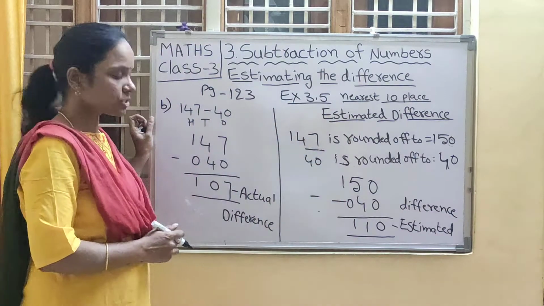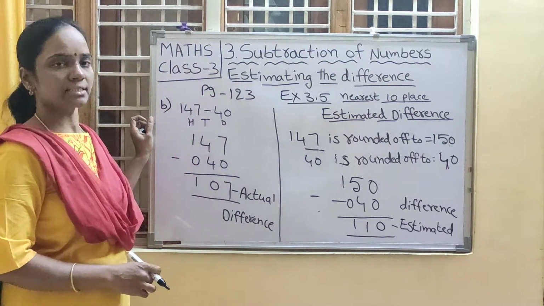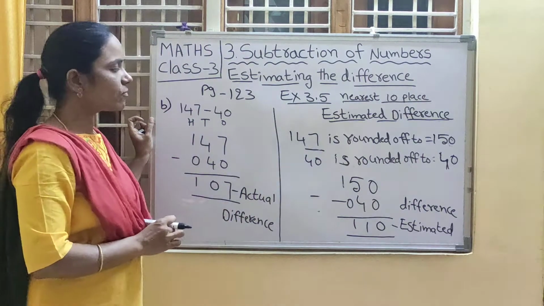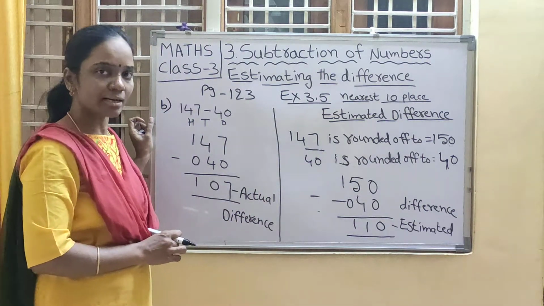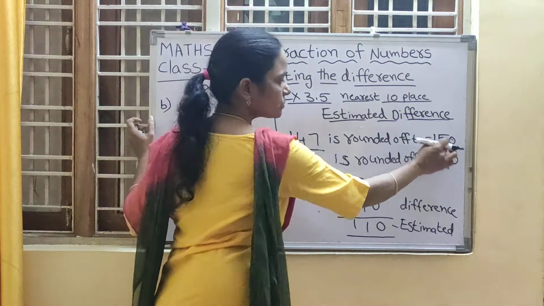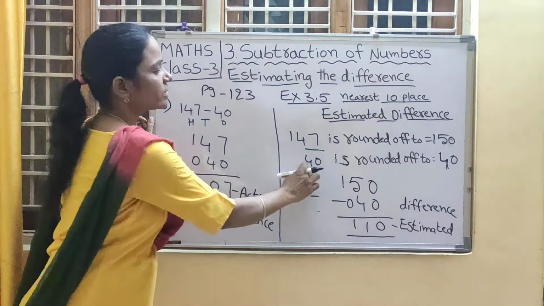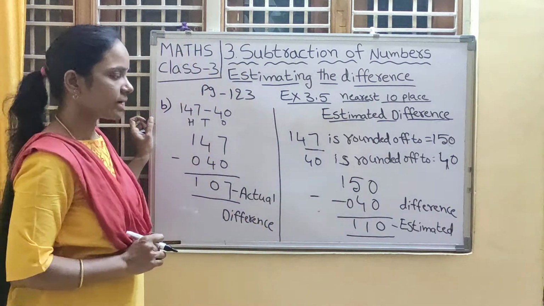Okay children, have you understood? This is actual difference and this is estimated difference. Estimated means we have to take its estimated value. 147 estimated value means rounding of numbers. We have to take the concept of rounding of numbers. 147 is rounded up to 150 because nearest tens place we are taking. And 40 is rounded to 40 only. 150 minus 40 is 110.